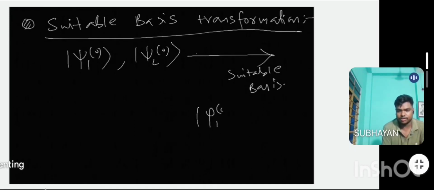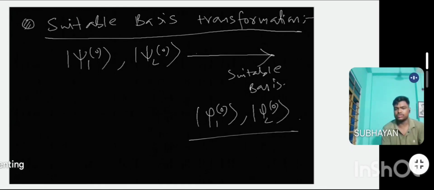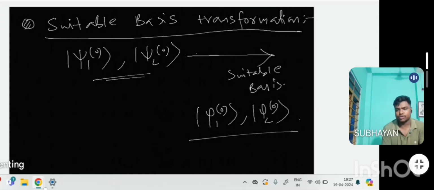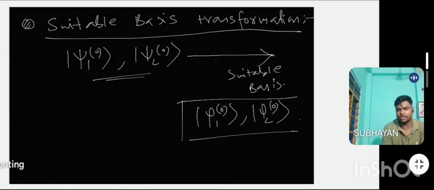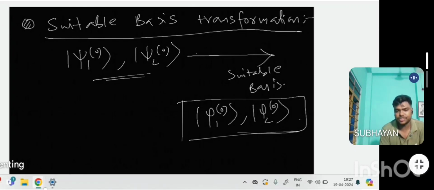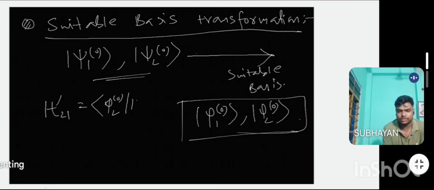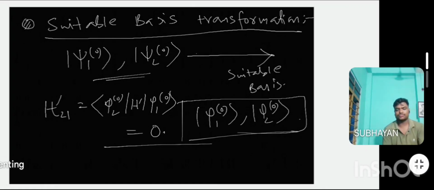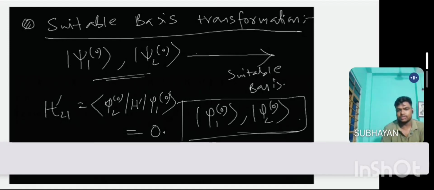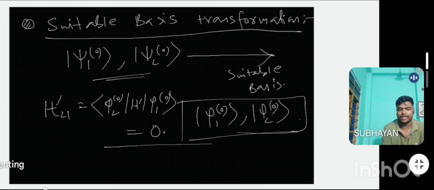Suppose I am writing phi 1 naught and phi 2 naught, a suitable basis. So the degrees of freedom was twofold degeneracy. So after transformation, it will again yield a twofold system. So this phi 1 naught and phi 2 naught are the subset of the original system because you already have the other two states, psi 3 and psi 4, but we are concentrating on the degenerate levels. So you can transform the degenerate states into a suitable basis so that this matrix element of H prime, suppose H prime 2 1, that means in terms of the new basis, phi 2 naught H prime phi 1 naught is 0. So you can make a suitable basis transformation in order to make this corresponding matrix element 0.